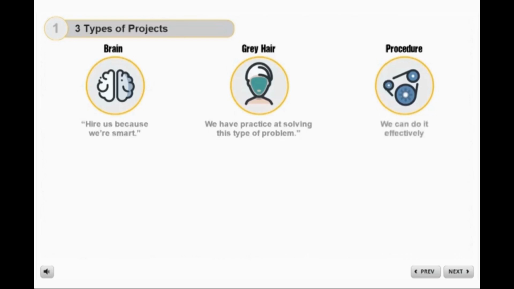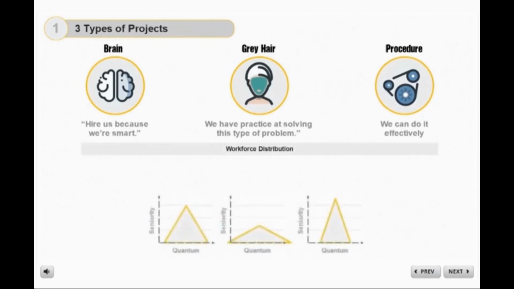Let's now estimate the kind of workforce requirement for each of the three types of projects. In the graphs that you see here, the x-axis depicts the quantum of resource required to complete the project, and the y-axis depicts the seniority of resource that will be required to complete the project. Please drag and drop the right workforce requirement graph to the right type of project.